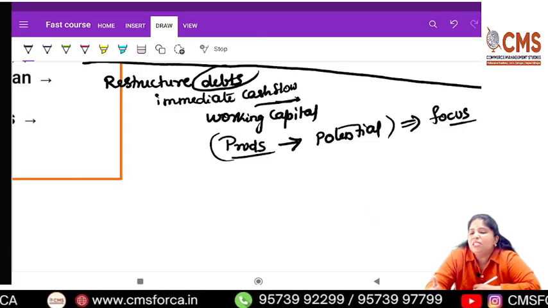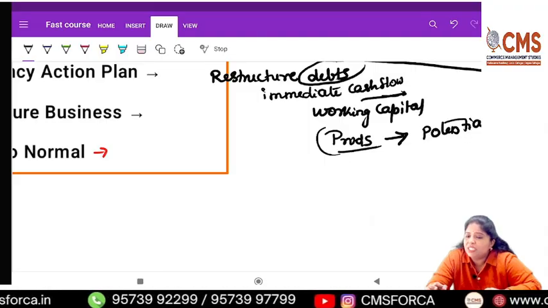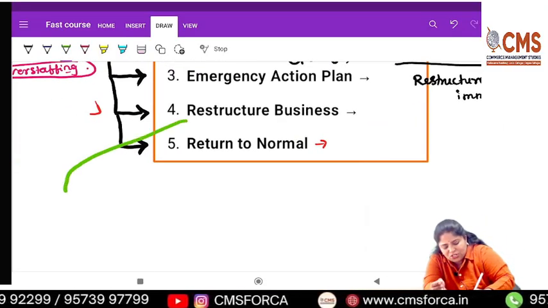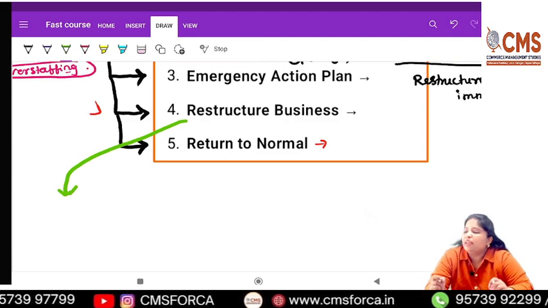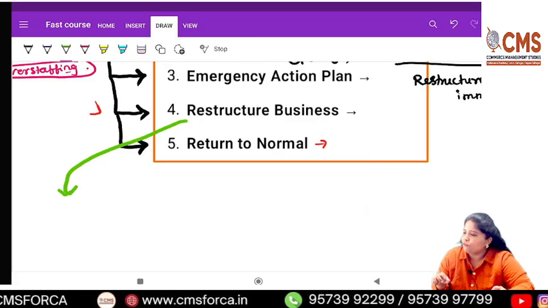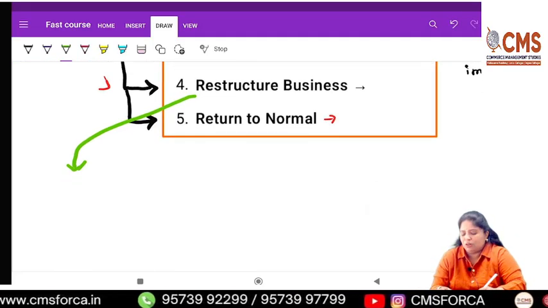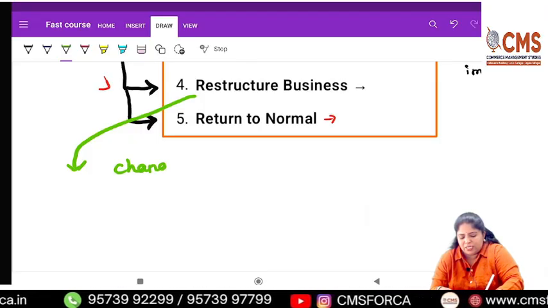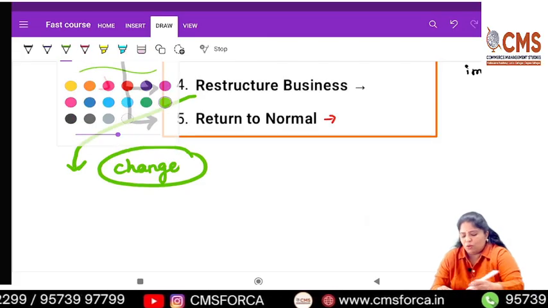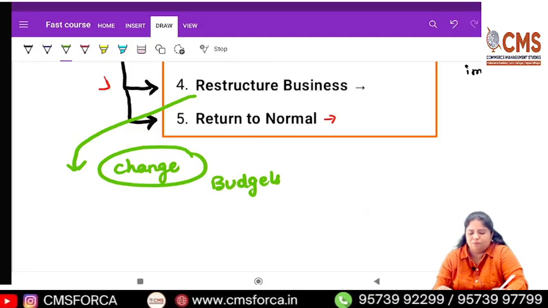So such emergency actions should be taken. And once you are done with your emergency action plan, the next factor is to restructure your business. The word restructuring itself tells you that you are going to bring in a lot of changes. The word restructuring itself hints at one aspect, and what is that? We are going to create change. How are we going to create change? We are going to improve budgets.